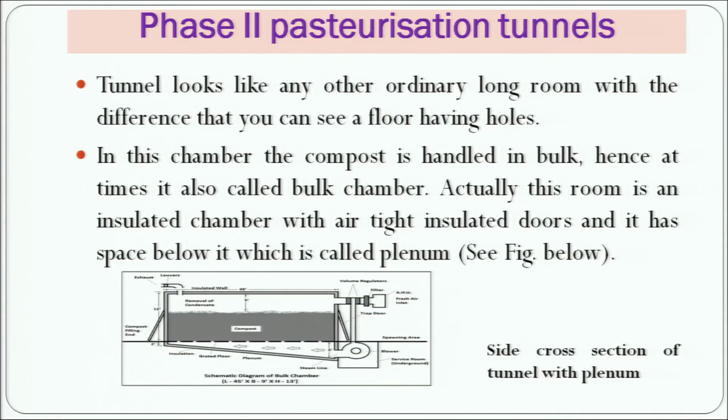Phase 2, pasteurization tunnels. A tunnel looks like any other ordinary long room, with the difference that you can see a floor having holes. In this chamber, the compost is handled in bulk. Hence, at times it is also called a bulk chamber. Actually, the room is an insulated chamber with air-tight insulated doors, and it has space below it, which is called the plenum.